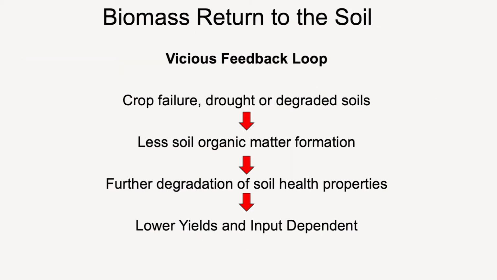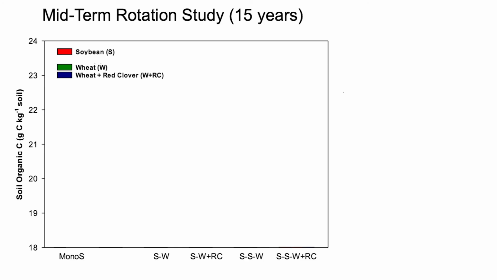So that was a long-term study, but here's a midterm study, again still in Harrow, Ontario. So this is 15 years of crop rotations. This is a little more dynamic. And here is soil organic carbon, and down here are the rotations I looked at. So that's monoculture soybean, wheat plus red clover, 2 years soybean and wheat, and 2 years soybean plus red clover.